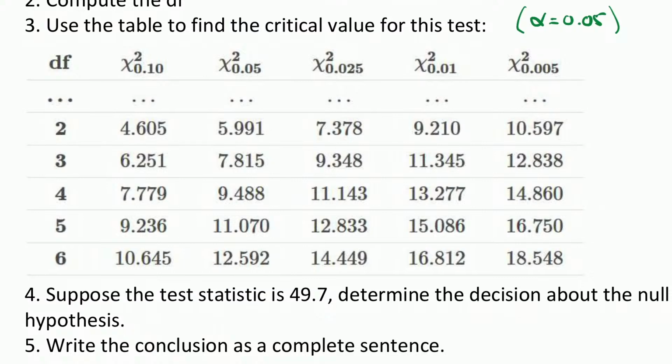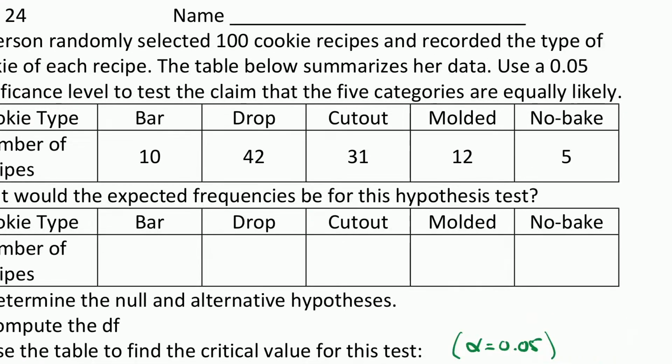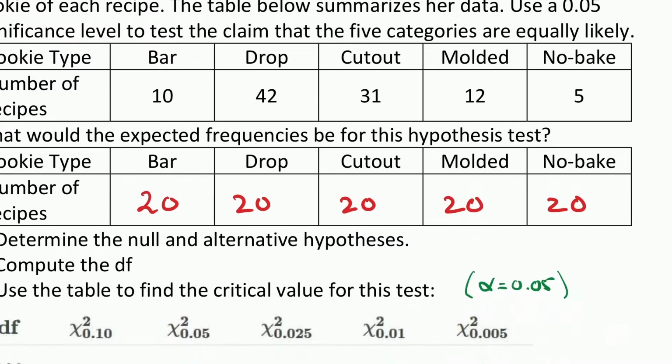All right, let's see how you did. I'm sure you did fine up here. Maybe not. So you have 100 cookies. How many would you expect, or recipes? How many would you expect if these were evenly distributed? It would be 20 of each, right? Because 100 divided by 5 is 20. Good. Then the null and alternative hypotheses.